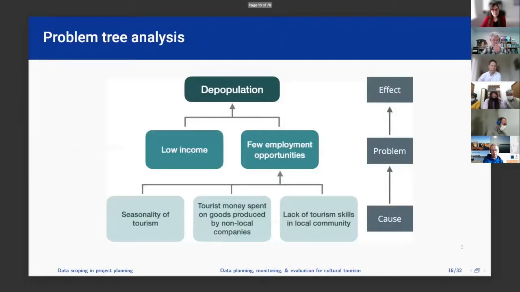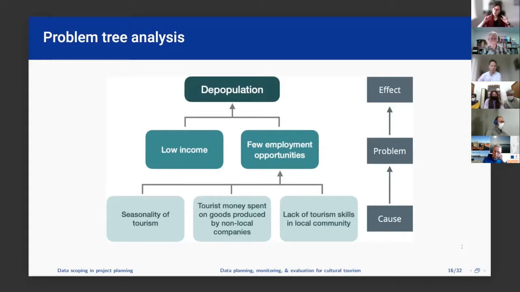So if we think about the problem of depopulation, as I mentioned, it's an effect. It's a symptom. What are the things that cause depopulation? What are the problems that exist? I've listed 2 here. There are many more, but 2, for example, could be low income levels. Another is maybe there are just few employment opportunities in your area. Low income is a little difficult for us to achieve. That probably would involve national policies in terms of changing the minimum salaries, but few employment opportunities, I think, is achievable. It's something that we can make a difference with.